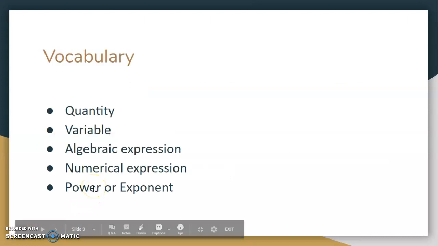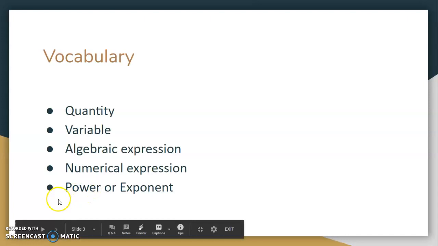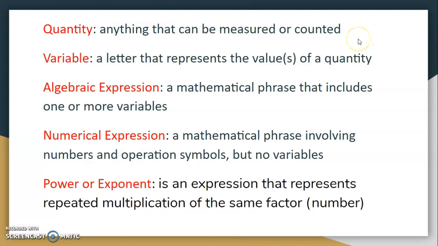Vocabulary for this lesson is quantity, variable, algebraic expression, numerical expression, and power or exponent. Those two terms are interchangeable. Quantity is anything that can be measured or counted. So the number of pencils that you have, or the number of siblings you have, or the amount it rained yesterday. A variable is a letter that represents the values of a quantity, or in other words, a variable is a letter that represents a number or numbers.